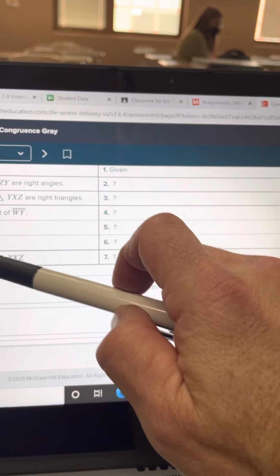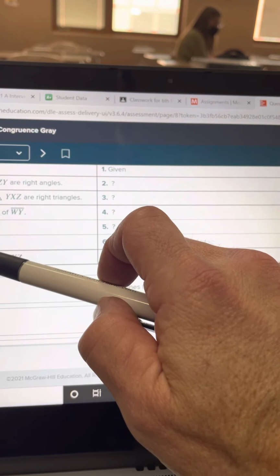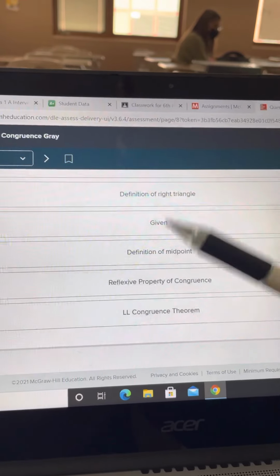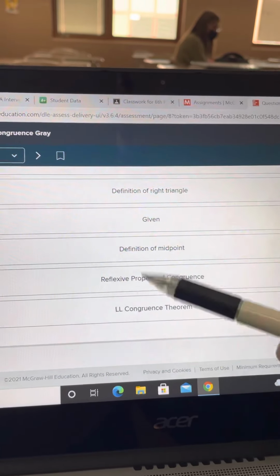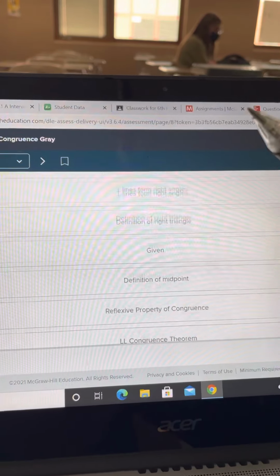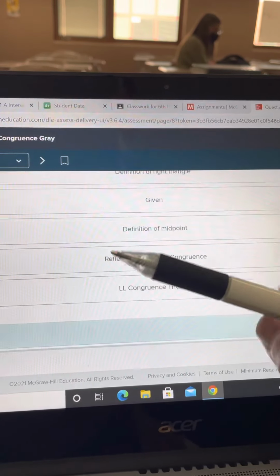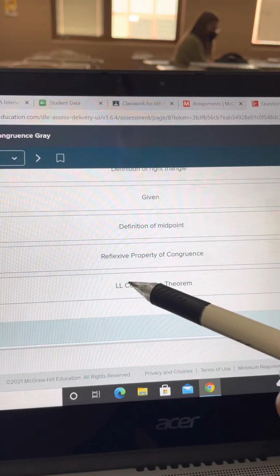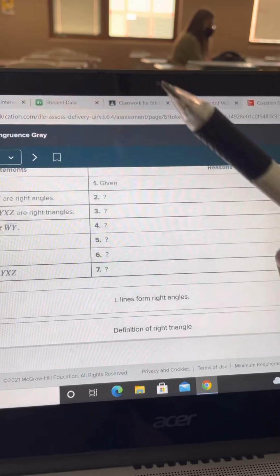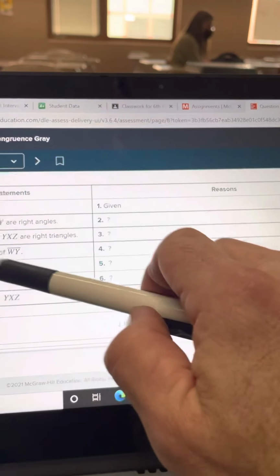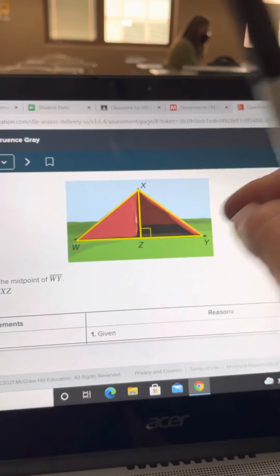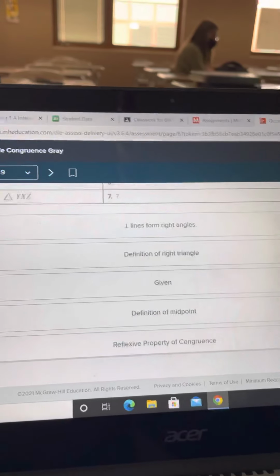And so we have XZ and XZ, that's the reflexive property. When you see the same things, like the reflection, the reflexive property we're going to use. And so lastly, the only thing that's left is the leg-leg congruence theorem. Those two legs are going to be congruent to one another, so that tells us that those two triangles are congruent.